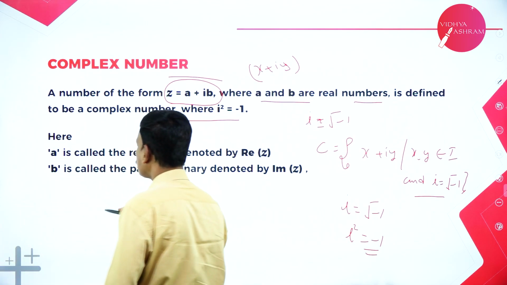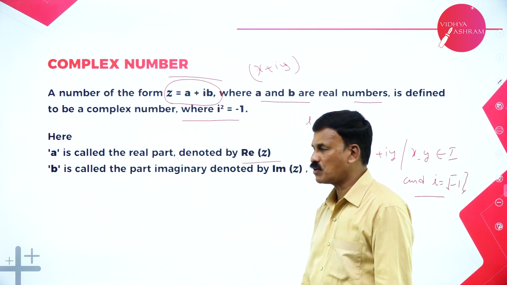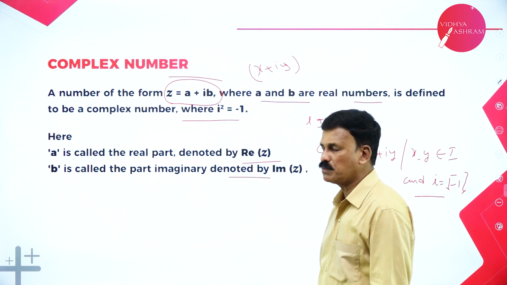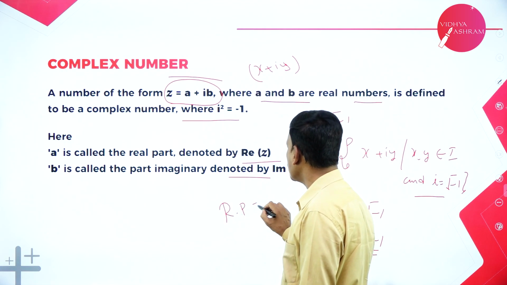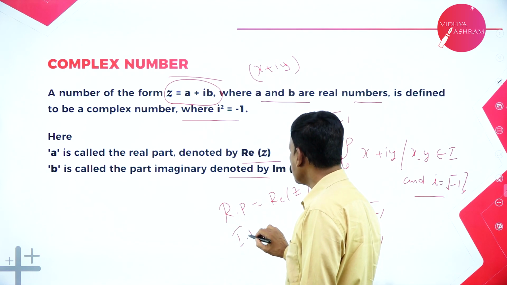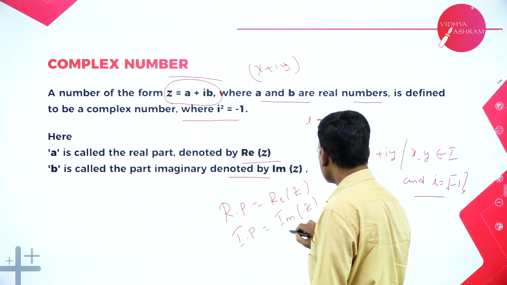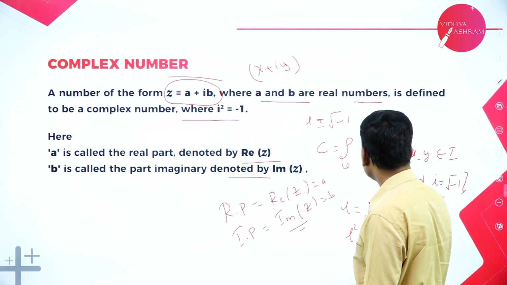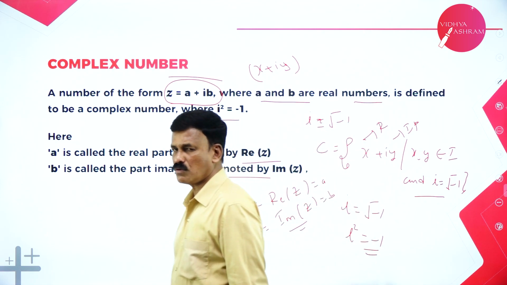Here a is called the real part of the complex number z, denoted as Re of z, and b is called the imaginary part of the complex number, denoted as Im of z. So the real part is denoted as Re and the imaginary part is denoted as Im of the complex number z. Here a is the real part and b is the imaginary part. Here x is the real part and y is the imaginary part of a complex number.